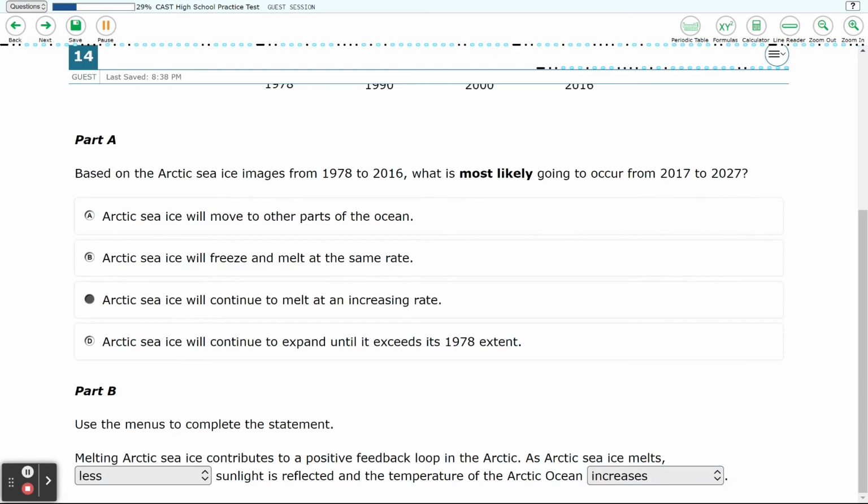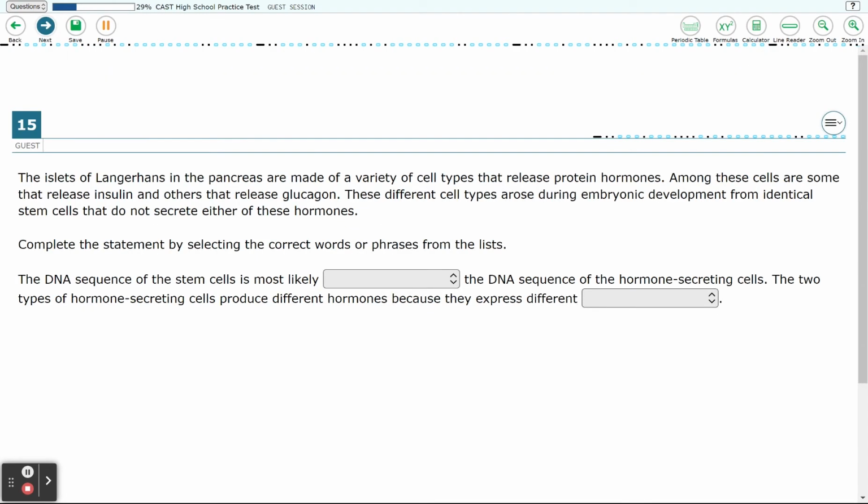All right, let's head on to question 15. The islets of Langerhans in the pancreas are made of a variety of cell types that release protein hormones. Among these cells are some that release insulin and others that release glucagon. These different cell types arose during embryonic development from identical stem cells that do not secrete either of these hormones. Complete the statement by selecting the correct words or phrases from the lists.